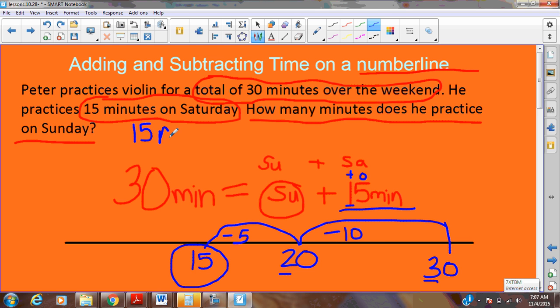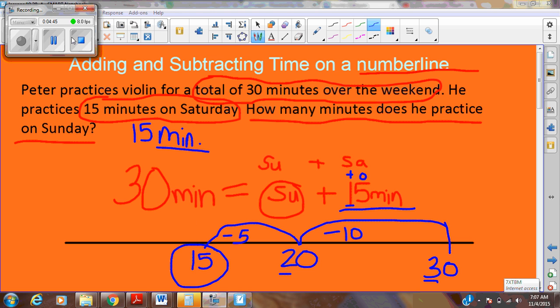So my answer is going to say 15, and I'm going to have a label. A lot of times you guys forget to label. Don't forget to label, and that is adding and subtracting on a number line.